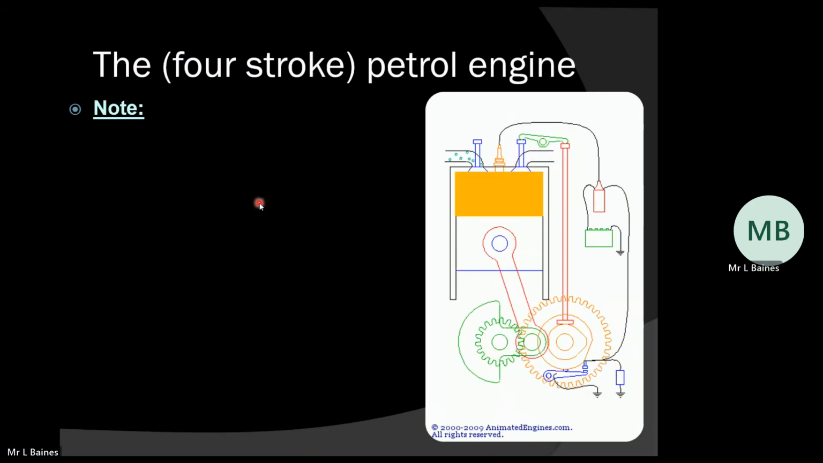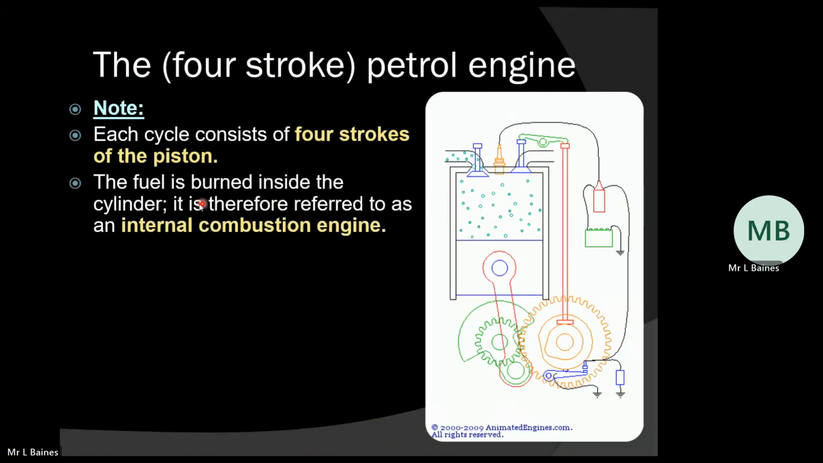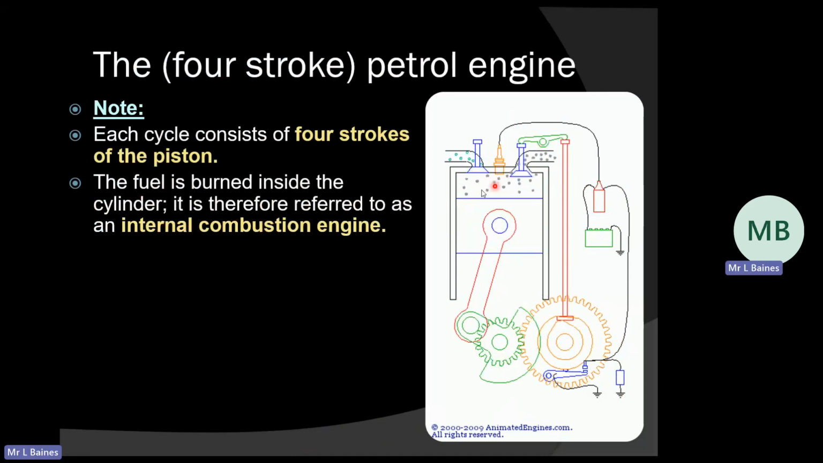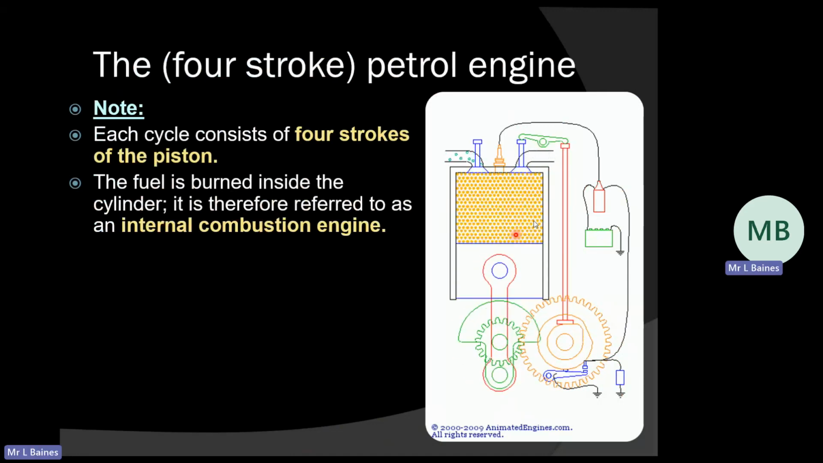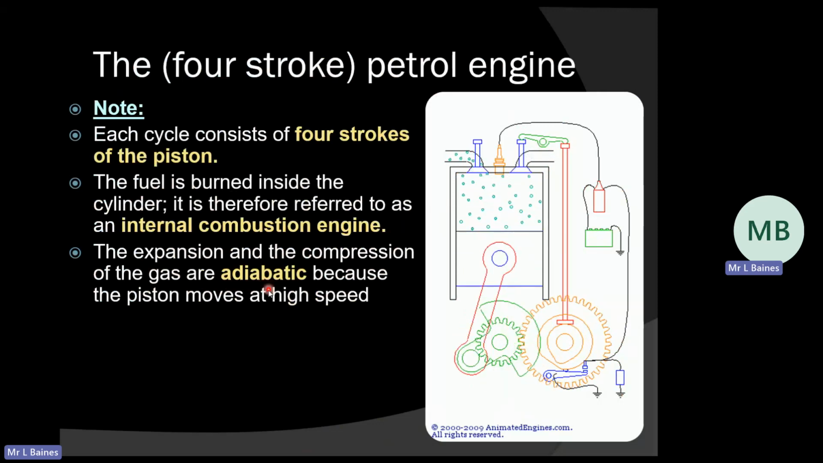All right, so again, we've got our diagram on the right hand side. We've got 4 strokes of the piston, hence a 4-stroke engine. Fuel is burned inside the cylinder, and it's referred to as an internal combustion engine because this is happening inside of the cylinder or internally to the engine. And we've got expansion and compression of the gas as adiabatic because it's high speed.